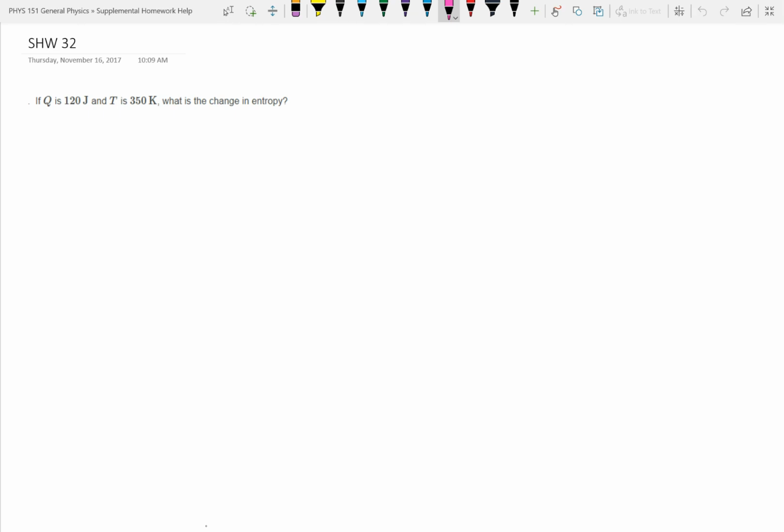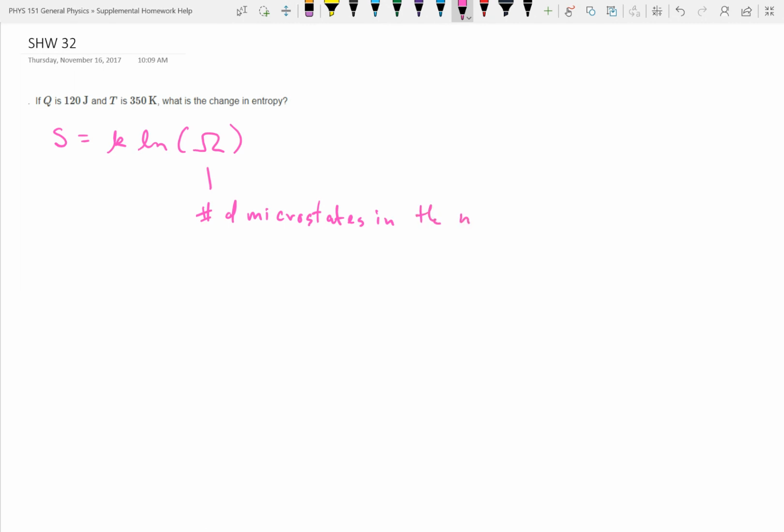The equation for entropy is S is equal to k times the natural log of omega, where omega is the number of microstates in the macrostate. For our typical thermodynamics, the macrostate is defined by the pressure, volume, temperature, N combination. So it's how many different ways you can arrange the particles to have the same pressure, volume, temperature, and number of moles.